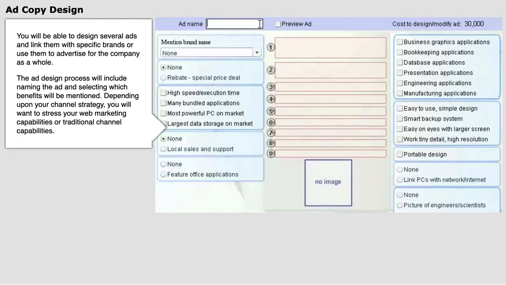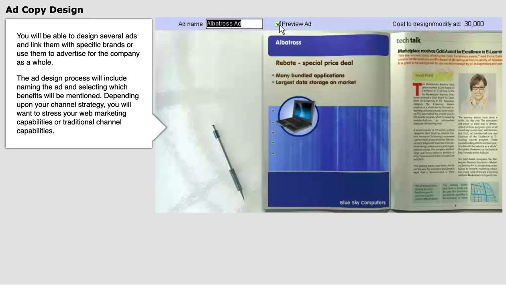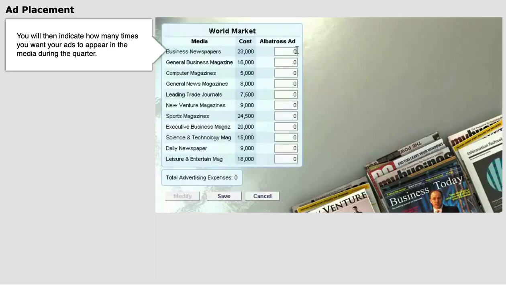You will be able to design several ads and link them with specific brands or use them to advertise for the company as a whole. The ad design process will include naming the ad and selecting which benefits will be mentioned. Depending upon your channel strategy, you will want to stress your web marketing capabilities or traditional channel capabilities. You will then indicate how many times you want your ads to appear in the media during the quarter.